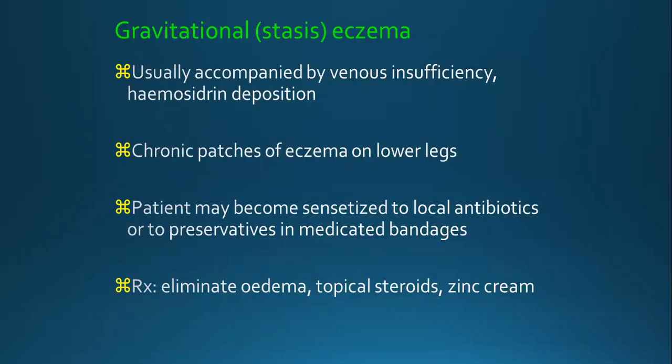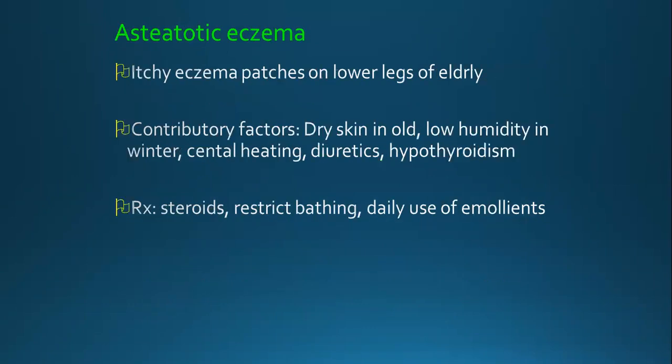Then gravitational or stasis eczema, usually accompanied by venous insufficiency. It's the hemosiderin deposition which gives the lipodermatosclerotic picture. This term is used for the skin findings associated with venous stasis and usually occurs on the lower limbs. Chronic patches of eczema on the lower legs. The patient may become sensitized to the local antibiotics or to preservatives in the medicated bandages. We have to eliminate the edema. We have to treat with the topical steroids, the zinc cream, and of course, we have to treat the underlying venous insufficiency. Otherwise, this treatment is not going to work out.